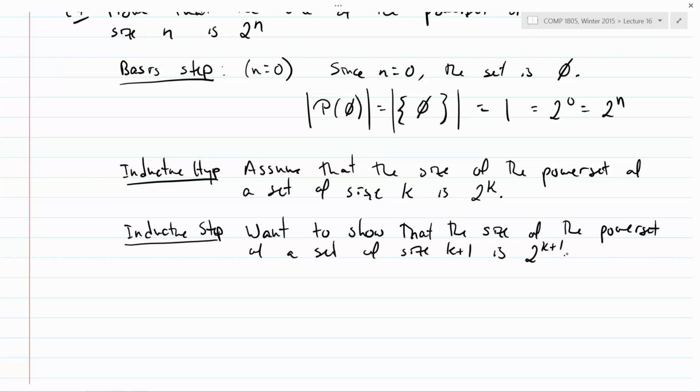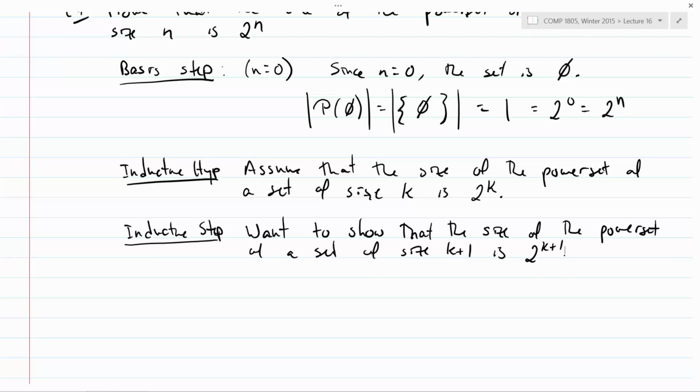This particular example outlines a very common mistake and really highlights that you cannot make it. So what do we want to prove? We want to prove that the size of the power set of a set of size k plus 1 is 2 to the k plus 1. So that means you are given a set of size k plus 1. You are not given a set of size k. Okay, this is just like in the other examples.